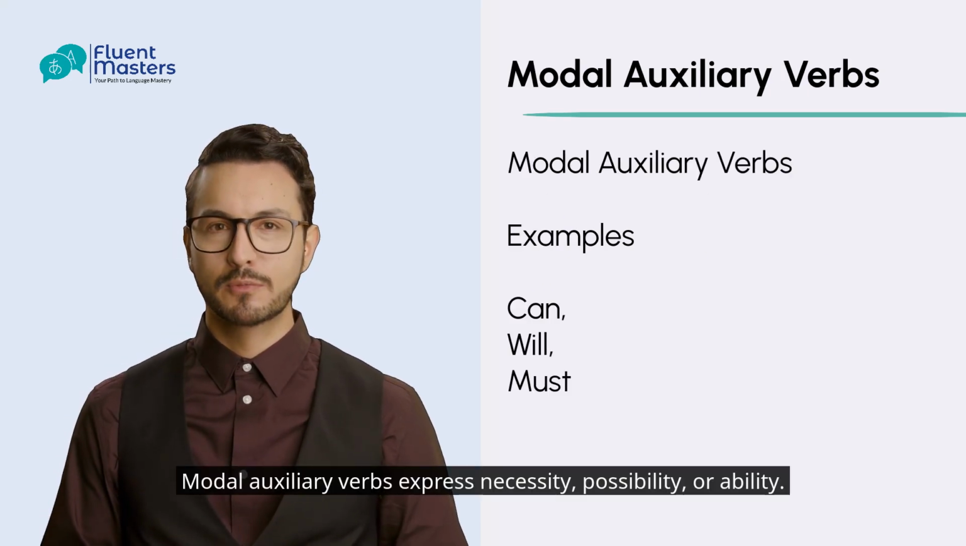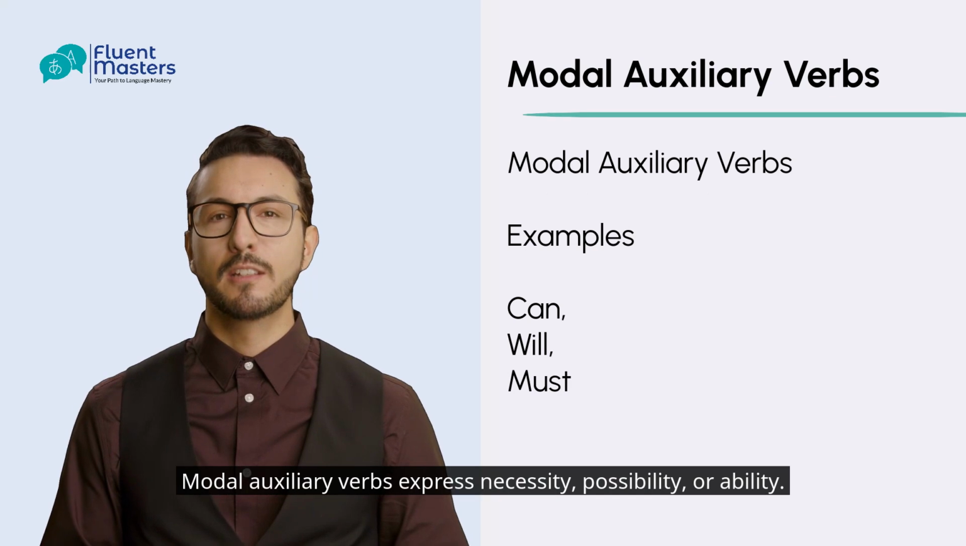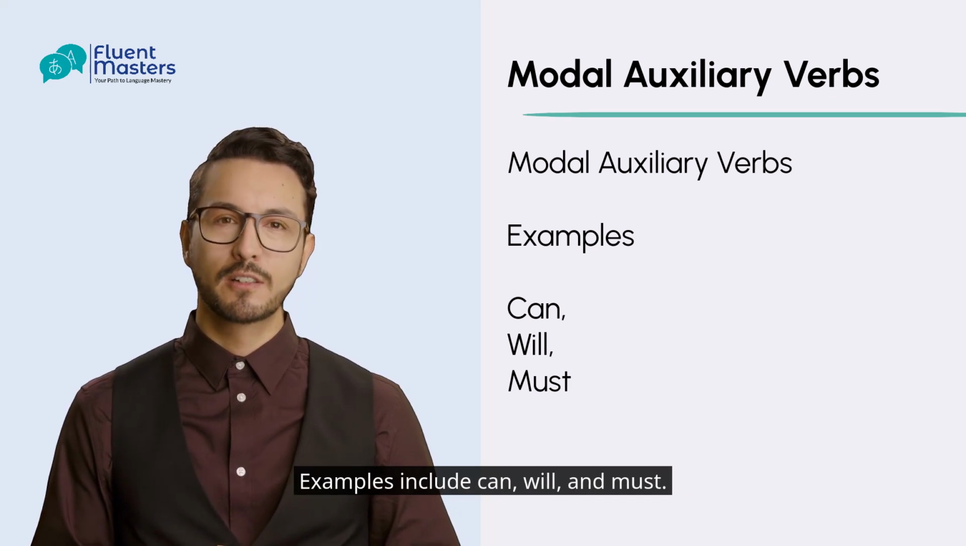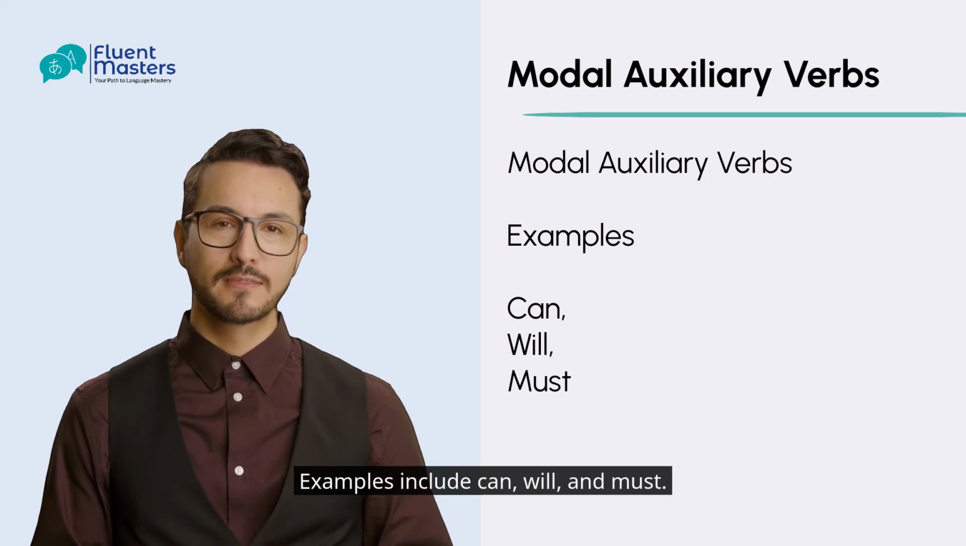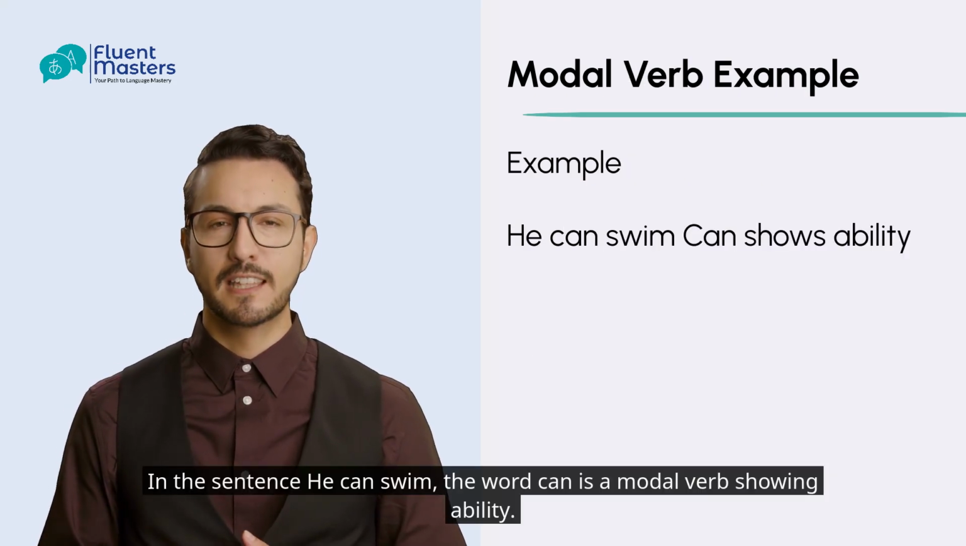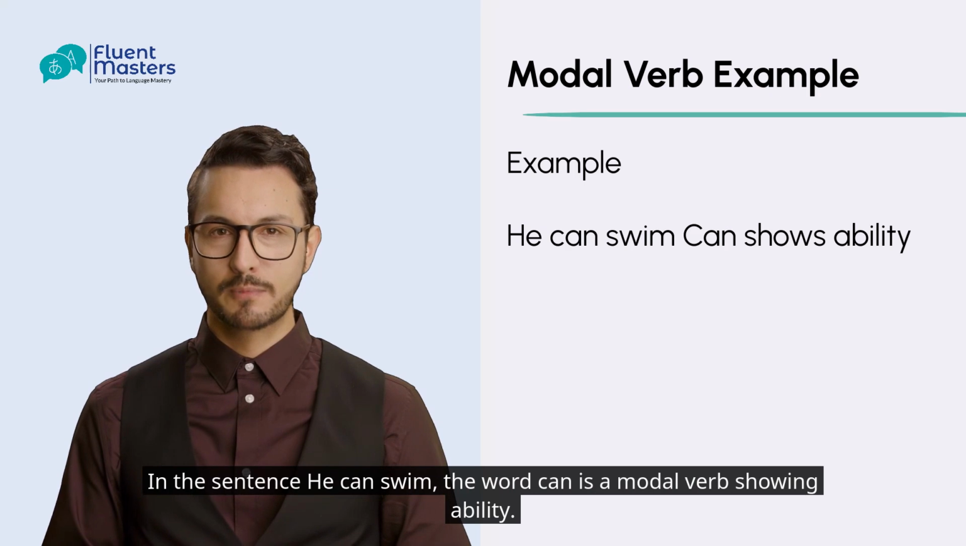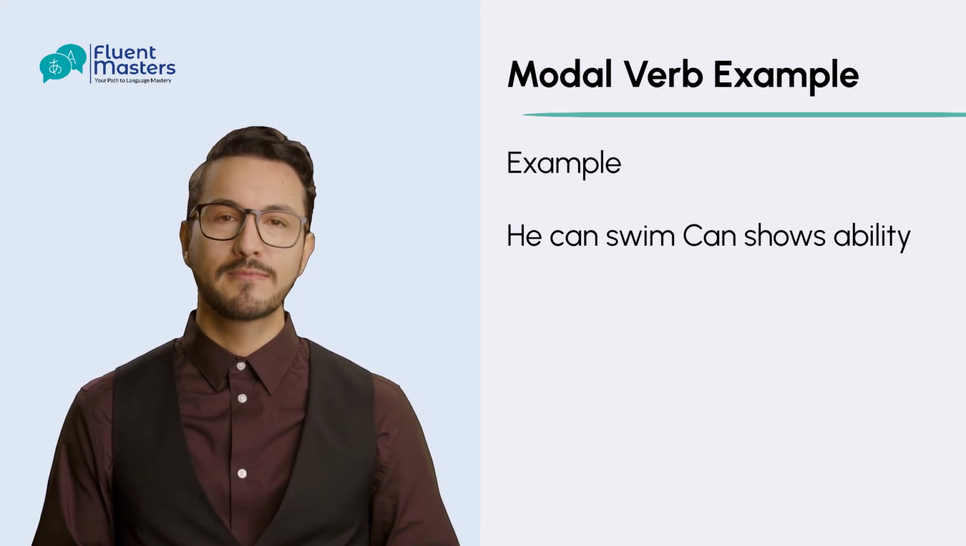Modal auxiliary verbs express necessity, possibility, or ability. Examples include can, will, and must. In the sentence he can swim, the word can is a modal verb showing ability.